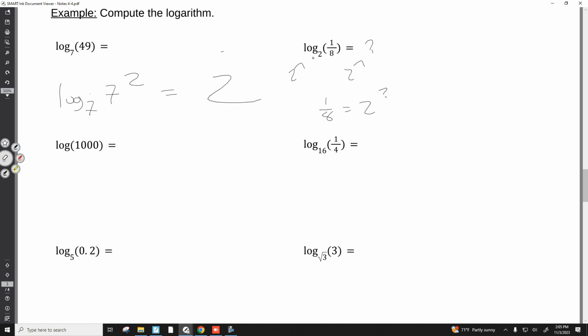Some of you will be able to say 2 to some power is 1/8. I know 2 cubed is 8. I know 2 to the -3rd is 1/8. So there's my answer, -3. Whichever way works for you. That's great. Just be ready to adjust and adapt.